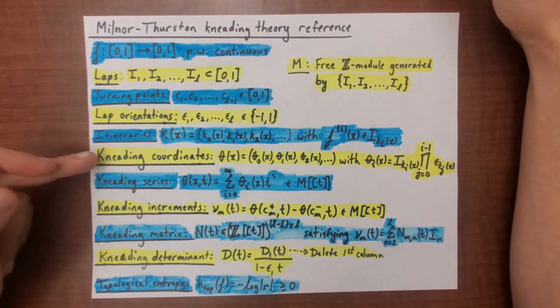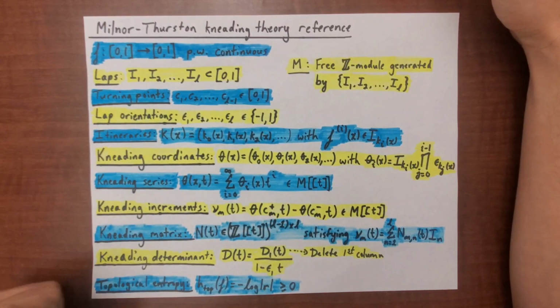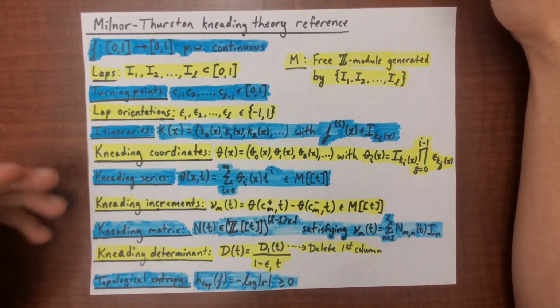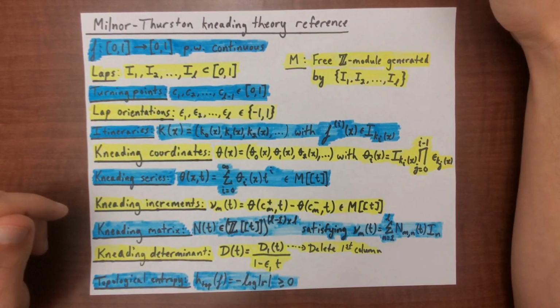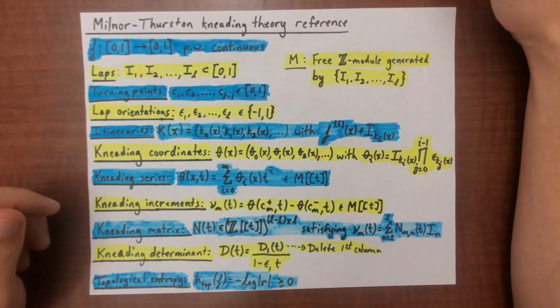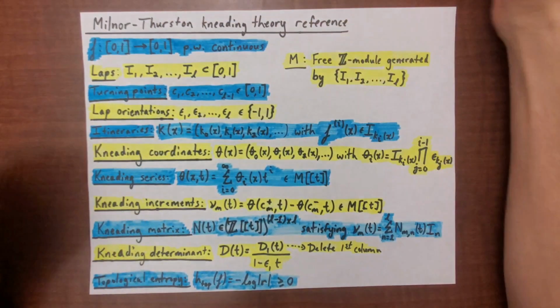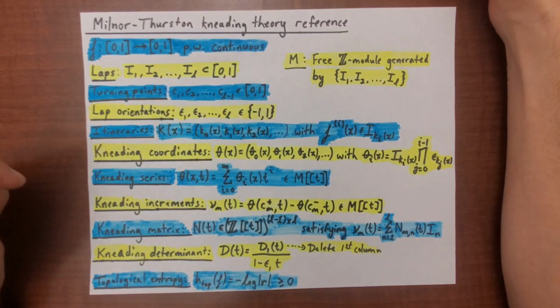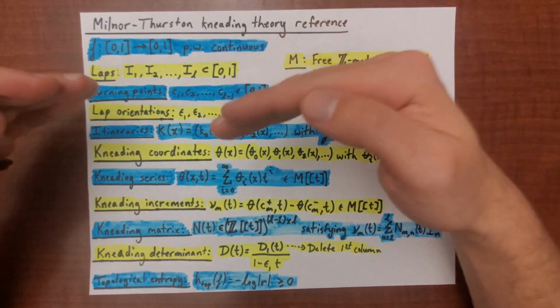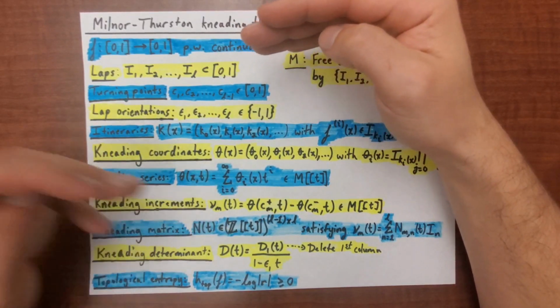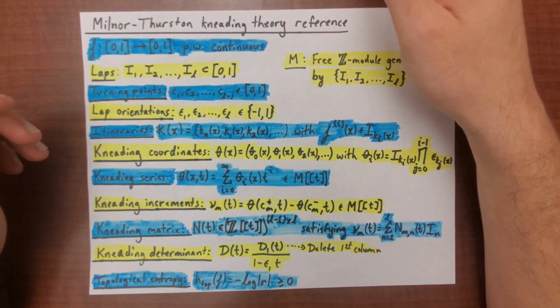And then you construct from the Kneading coordinates a Kneading series, which is just a power series representation of the sequence, which is the Kneading coordinate. And the Kneading increments then track how the endpoints of the laps move as you iterate the laps around. So they have this capability of tracking discontinuities. So this is kind of where you handle discontinuous functions here.